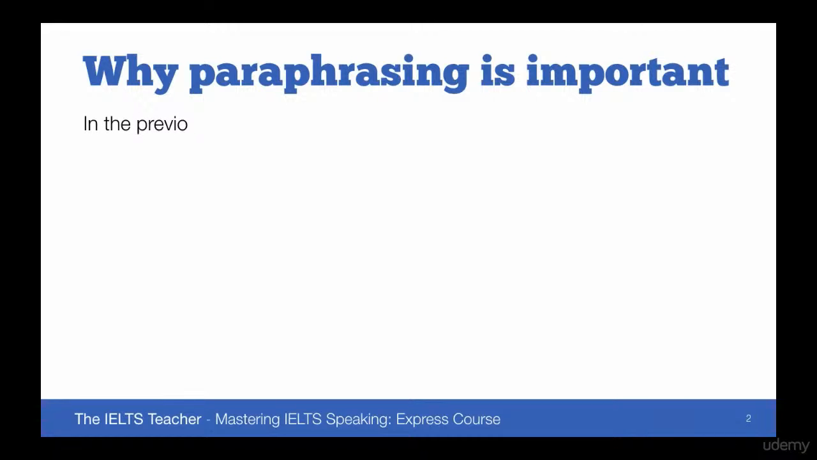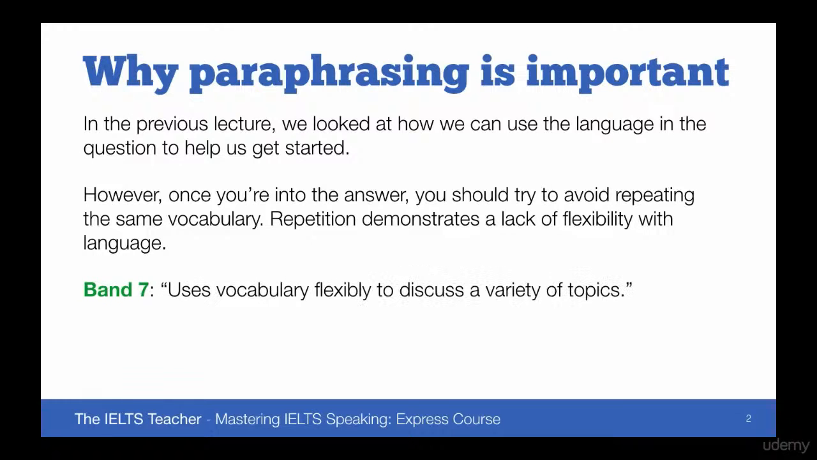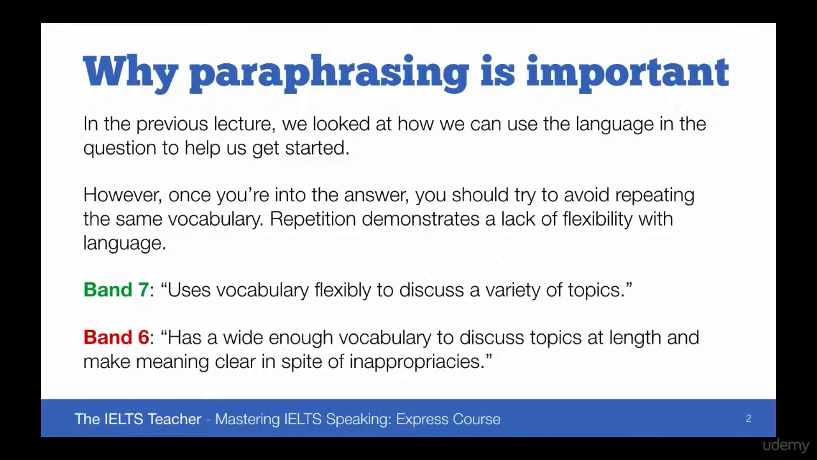Language. Repetition demonstrates a lack of flexibility with language, and that word flexibility is very important because it comes up in the band descriptors if we look at them here. Band 7 uses vocabulary flexibly to discuss a variety of topics, and Band 6 has a wide enough vocabulary to discuss topics at length and make meaning clear in spite of inappropriacies. As you can see, to even score a band 6, you need to have a somewhat wide range of vocabulary, but we're aiming for a 7, so we need to use this vocabulary to discuss a variety of topics.